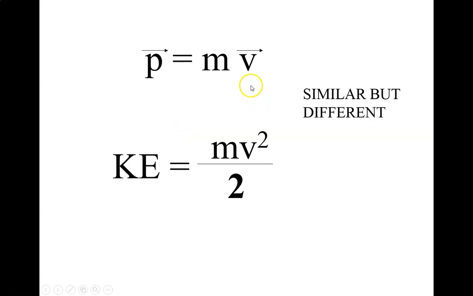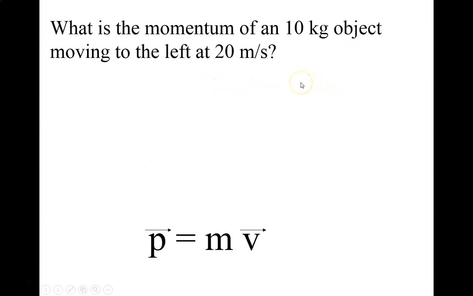This equation looks a little bit like our equation for kinetic energy. Both have mass and velocity in them, but they mean different things, and they're used for different reasons. We don't have anything squared, and we're not dividing by 2 and that sort of thing.